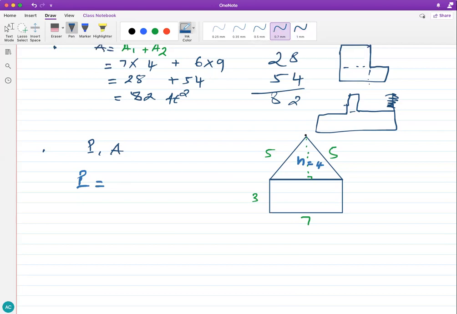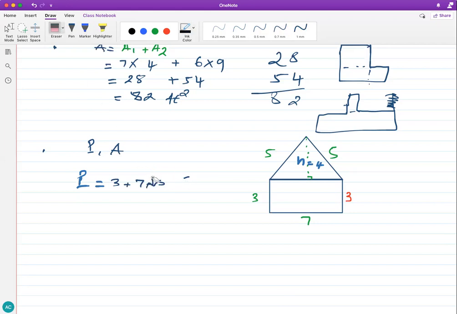So all around the shape. 3, then 7, then 3. And no, the whole thing, not just the triangle or the rectangle. So 3, then 5, then 5. And that's it. Not the inside, not the height. The parameter is just the outside. You have 1, 2, 3, 4, 5. So what did we miss? Another 3. We missed the 3 here.